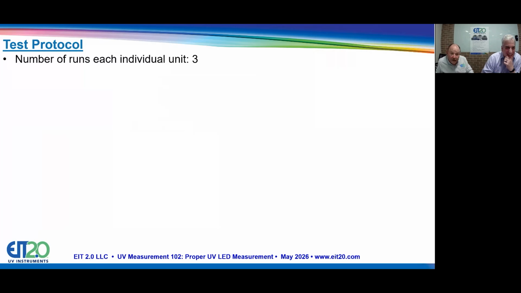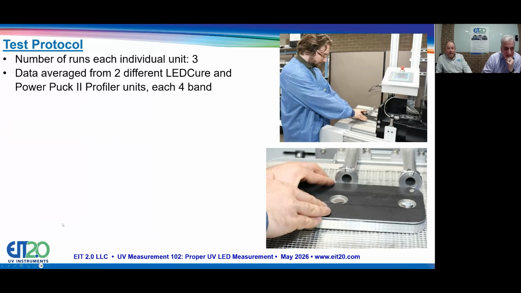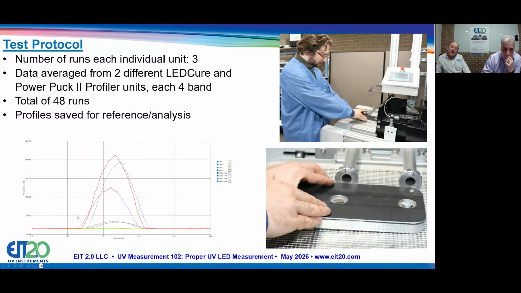We did 3 runs for each individual unit. We averaged them. There was actually a total of 48 runs for each instrument. We did save the profiles, so we would have those for future reference. These are from our profilers, where you see the irradiance on the y-axis and time on the x-axis. Not only do we get the joules and watts, but this allows us to go in and look at these very closely.